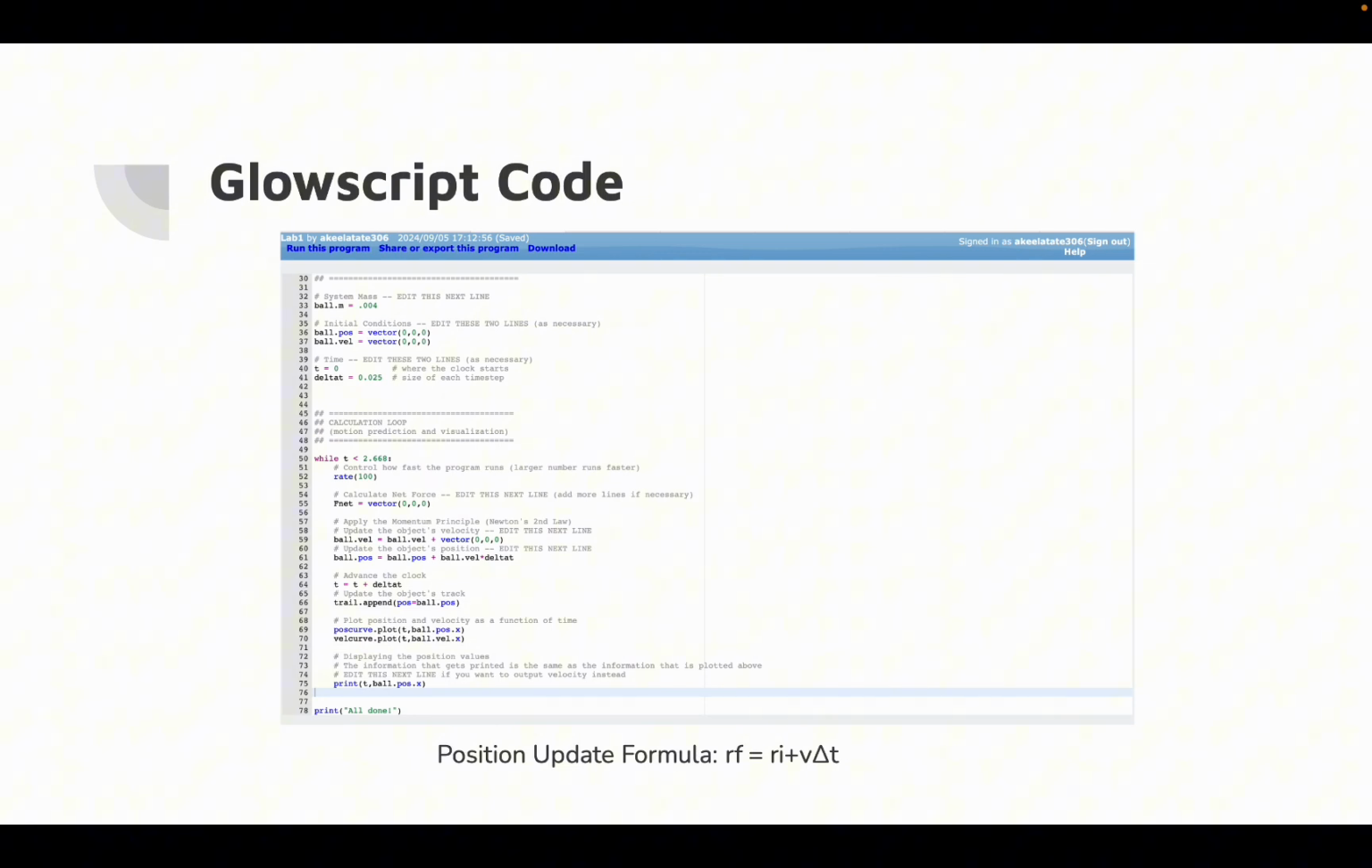So to update the object's position, I used the position update formula, which says that the final position is equal to the initial position plus the velocity times change in time, which is why I have written here ball.position plus ball.velocity times delta t. This is the position update formula written in my code.